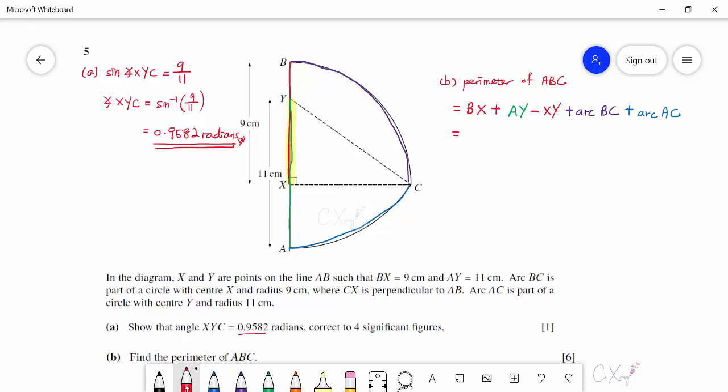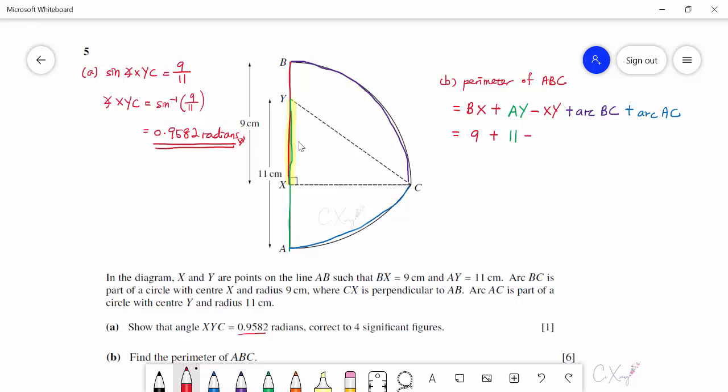The length for BX: X is the center of a particular circle, and BX here is 9 cm, so you can write 9 plus AY. AY is 11. Then minus the XY.